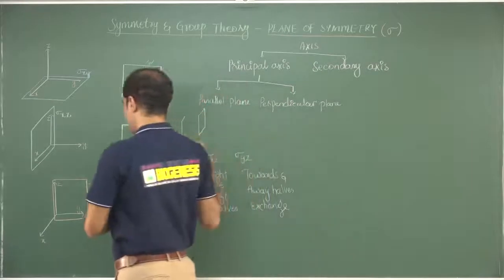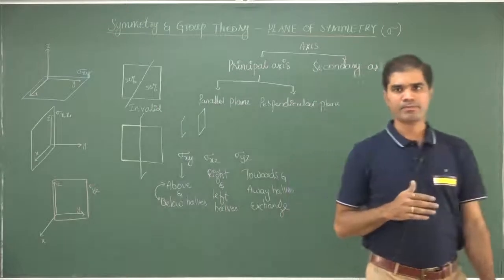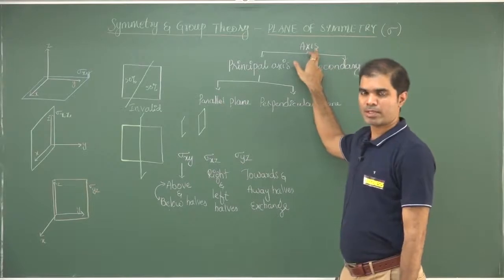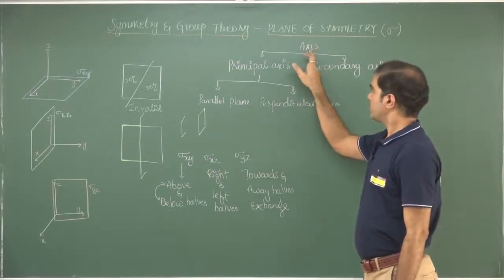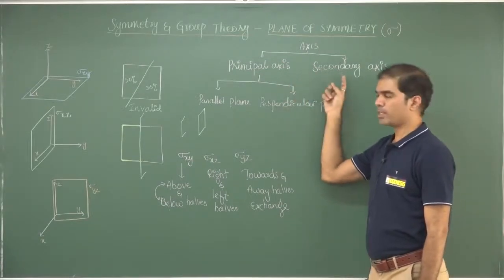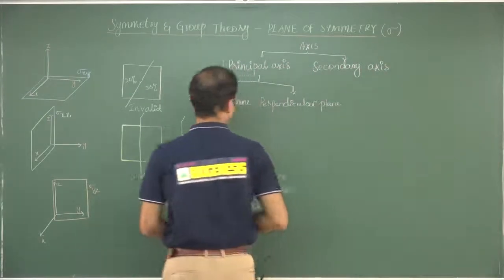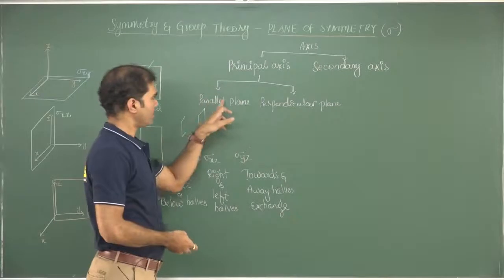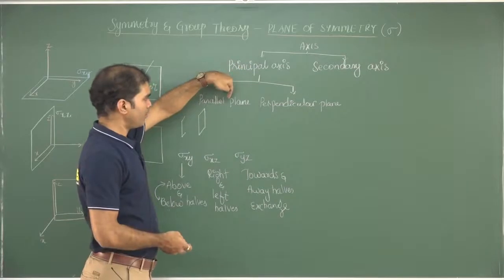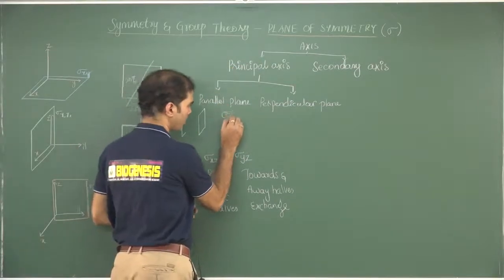Now once we have understood the three different planes and their operations, we need to classify the planes. For classification, we must have an idea about the proper axis or the rotational axis of symmetry. There are two different types of axis. One is called the principal axis, the second one is called the secondary axis. With respect to the principal axis, we can classify the planes into different types. Whichever plane is parallel to the principal axis, we call such a plane a vertical plane.